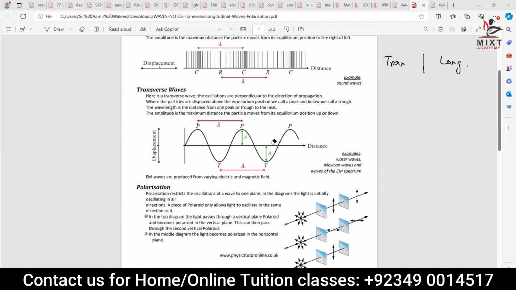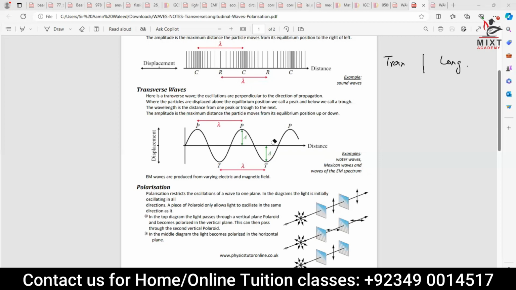Polarization is mostly used when you're talking about EM waves. Remember that. Did you ever see an antenna or a dish LNB in your place, somewhere on the top? That is the purpose of using polarization. Now, what exactly is polarization? Actually, polarization restricts the oscillation of a wave to one plane.